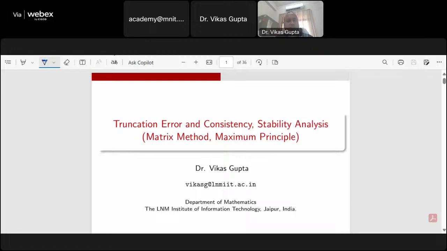Many finite difference schemes, explicit or implicit type, for partial differential equations. So I am going to continue that study with the brief idea of truncation error, consistency, stability, and convergence.